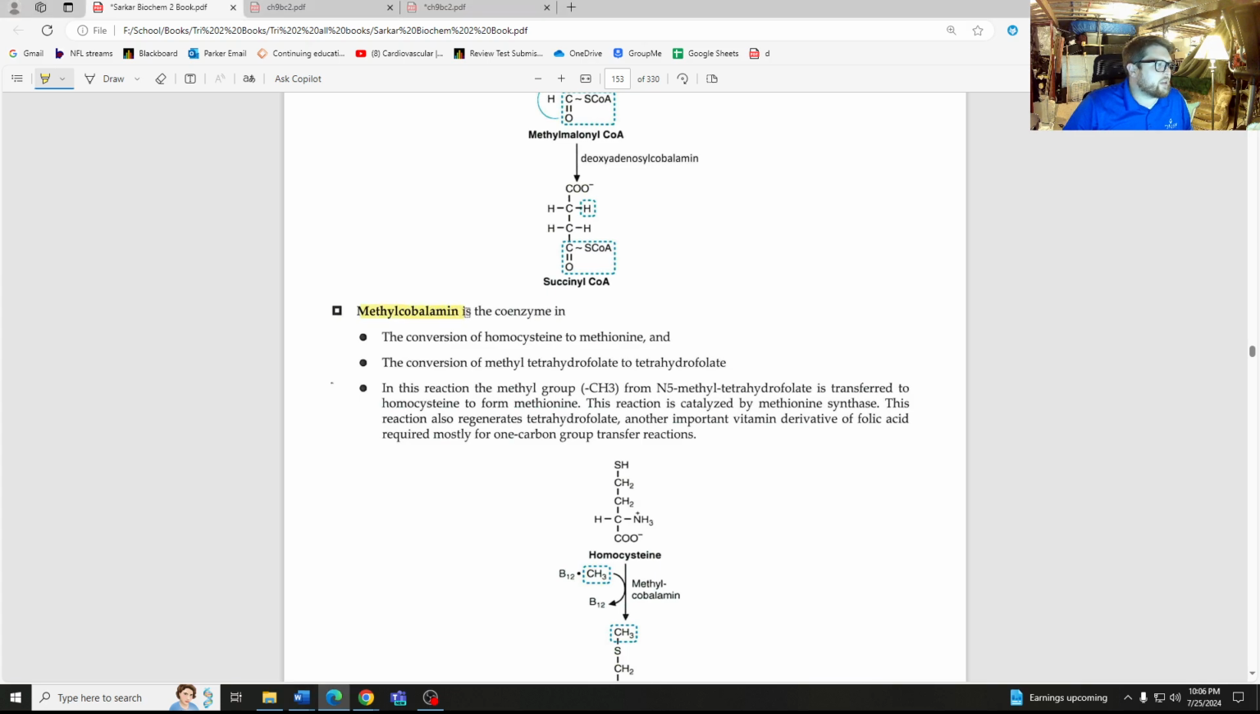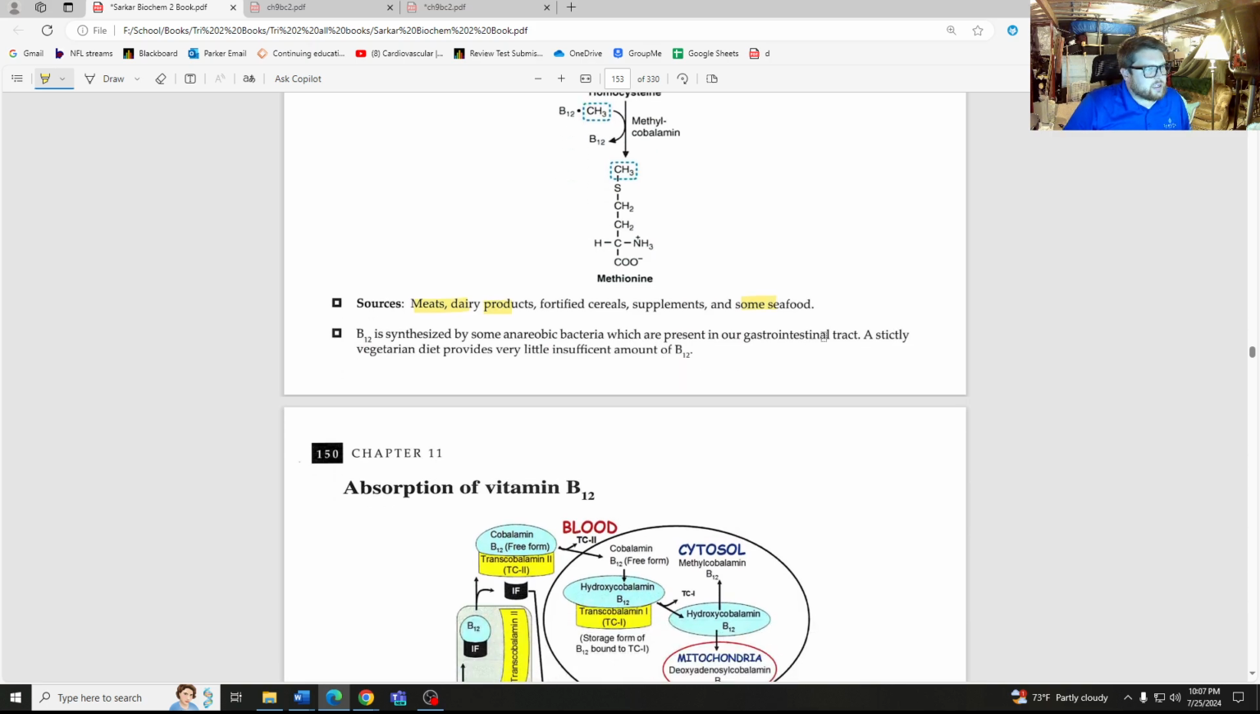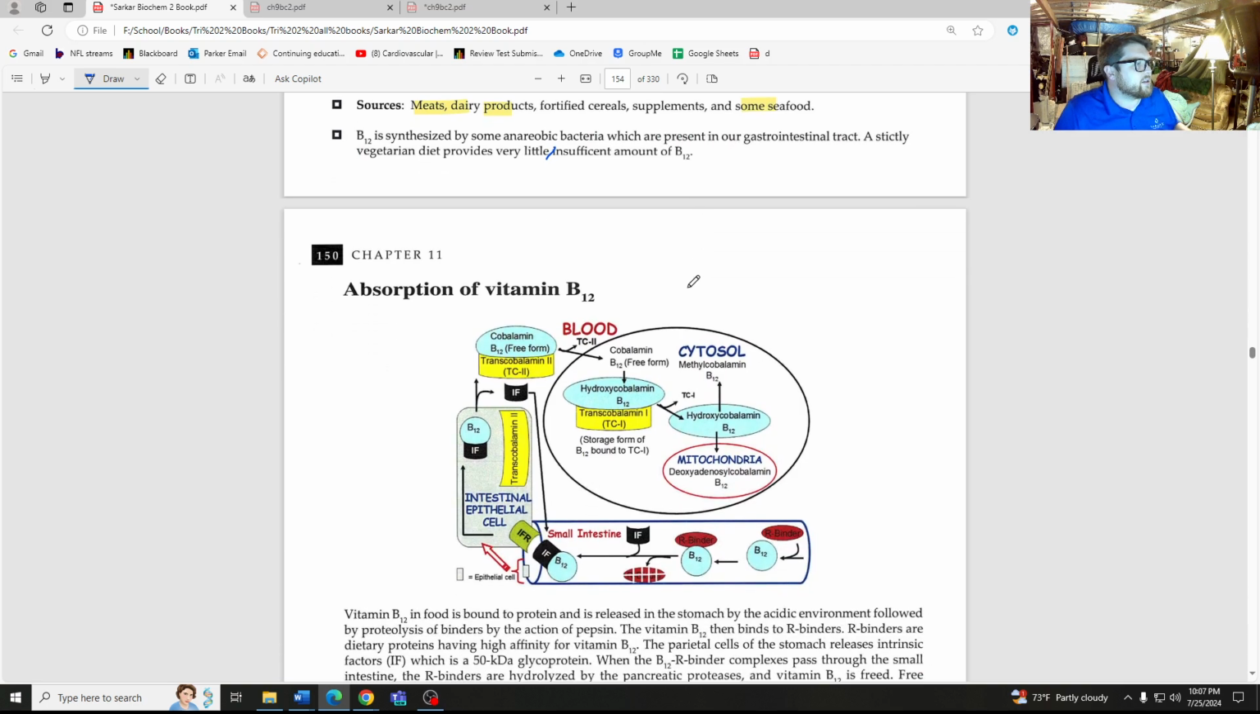Methylcobalamin is the main one that people talk about, because this is the form that's involved in the conversion of homocysteine to methionine, and that tends to be more important, as well as the conversion of methyl tetrahydrofolate to tetrahydrofolate. Some of the sources, again, meat, dairy products, fortified cereals, some seafood, mostly those animal type products. B12 is synthesized by some anaerobic bacteria which are present in our gastrointestinal tract. A strictly vegetarian diet provides very little, I think it's supposed to be insufficient amounts of B12.